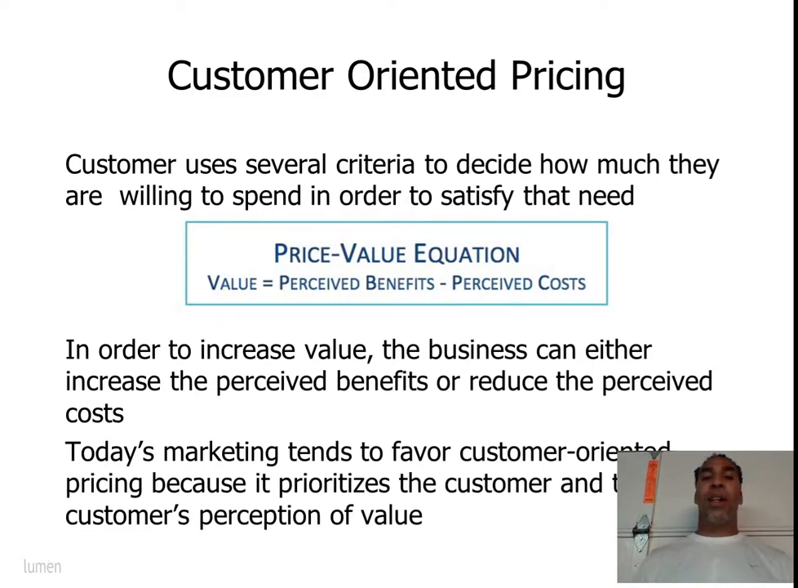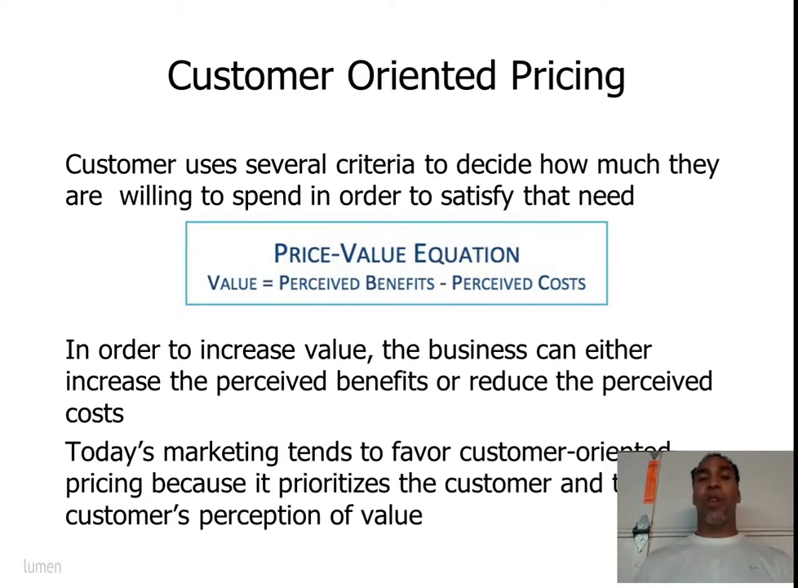Customer-oriented pricing. Customers use several criteria to decide how much they are willing to spend in order to satisfy a need. So, you have a price valuation equation. Value equals perceived benefits. And remember, it's perceived. It's not necessarily what the true benefits are, but what those perceived benefits are. Minus the perceived cost, how much they believe it costs.